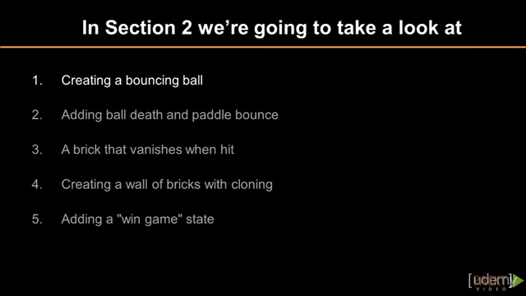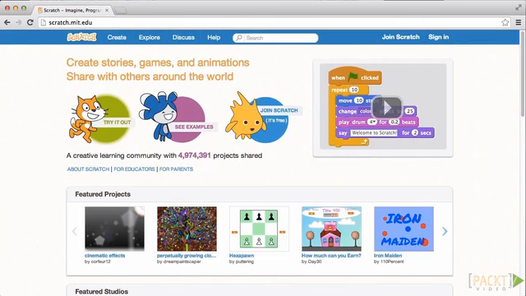We'll create a whole wall of bricks with cloning, which is new to Scratch 2.0, and we'll add a win game state. If you were going to try to do something like this in a traditional programming language, you'd have to do a lot more work up front. I will touch on some important computer science concepts like objects, iteration, and messaging, but I'll try not to let that get in the way of making a fun little quick and dirty game.